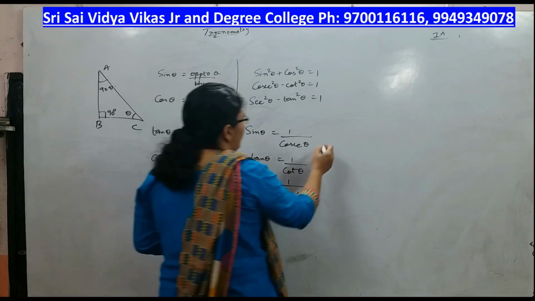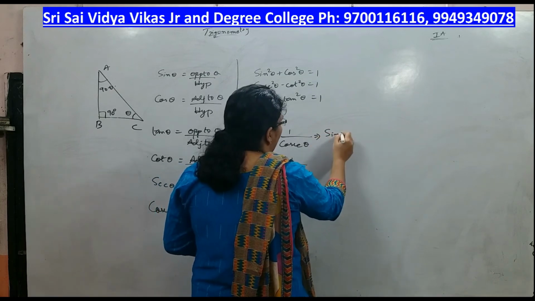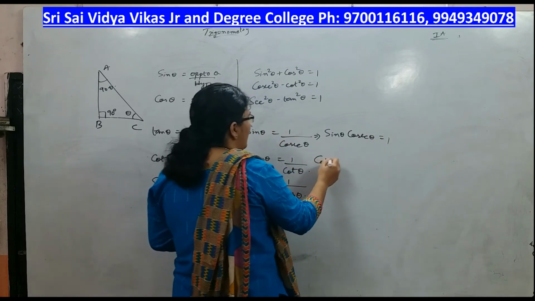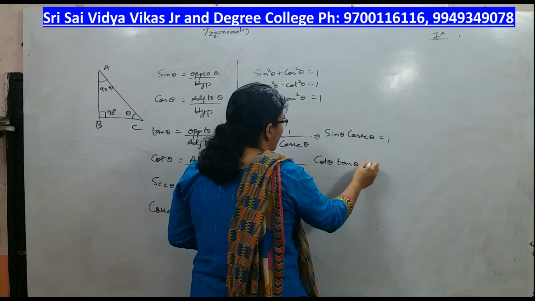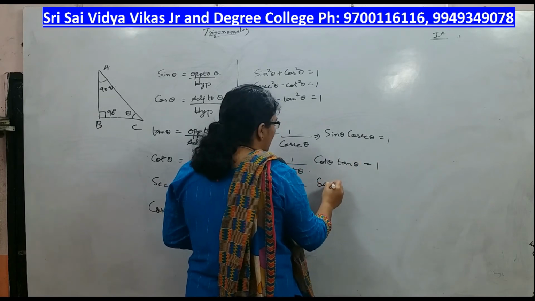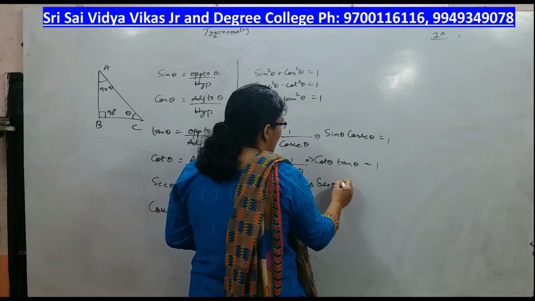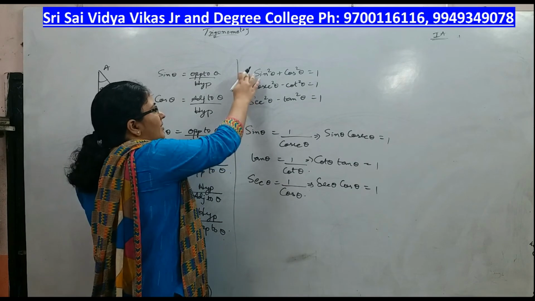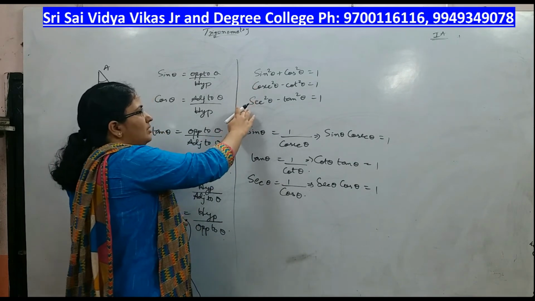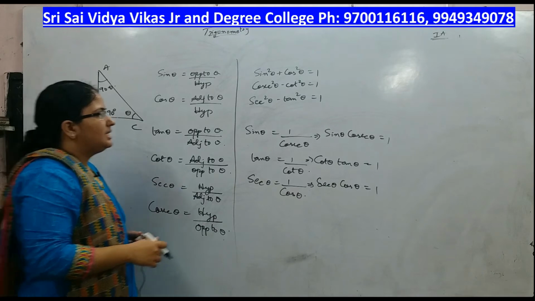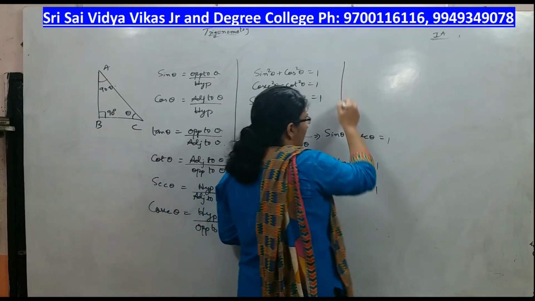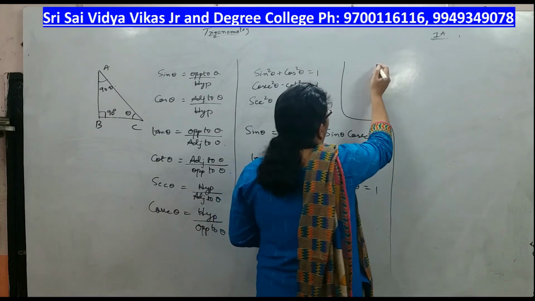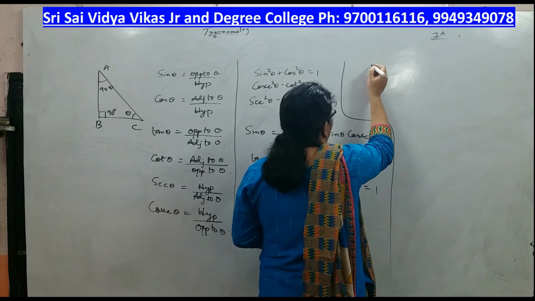From this we can derive sin theta into cosecant theta is equal to 1, cot theta into tan theta is equal to 1, secant theta into cos theta is equal to 1. From this we can derive number of formulae. I just want you to write these 3. Next we have, from identities you shall derive number of formulas.